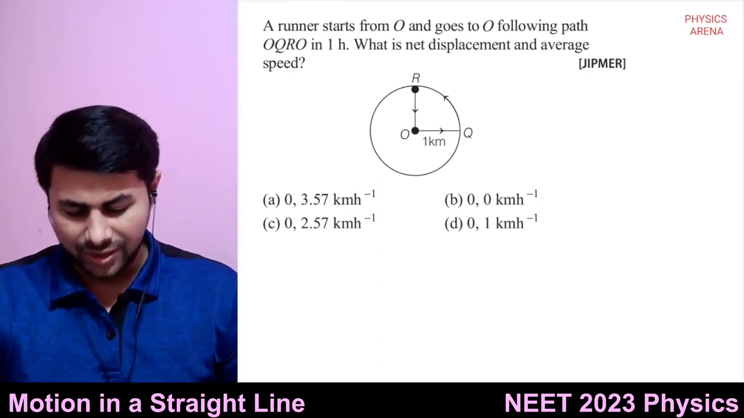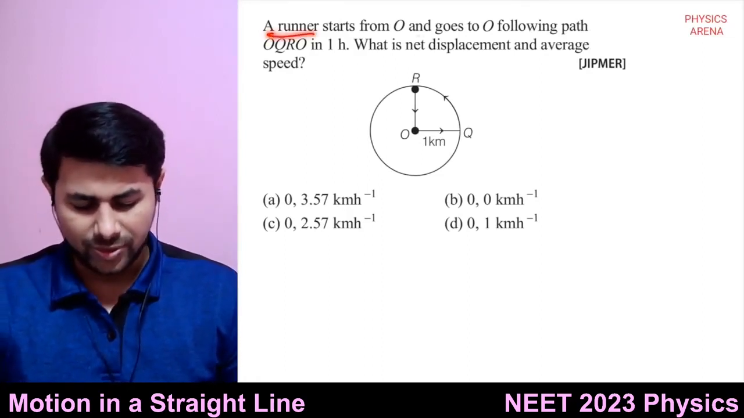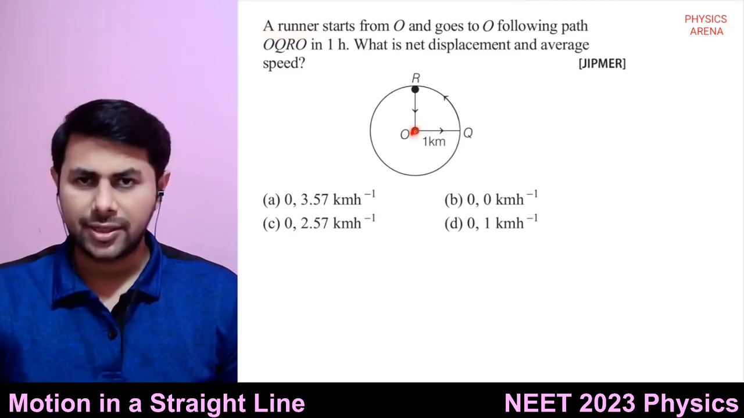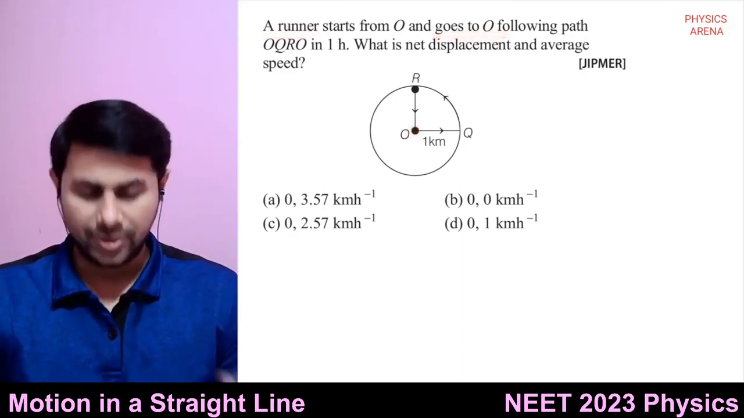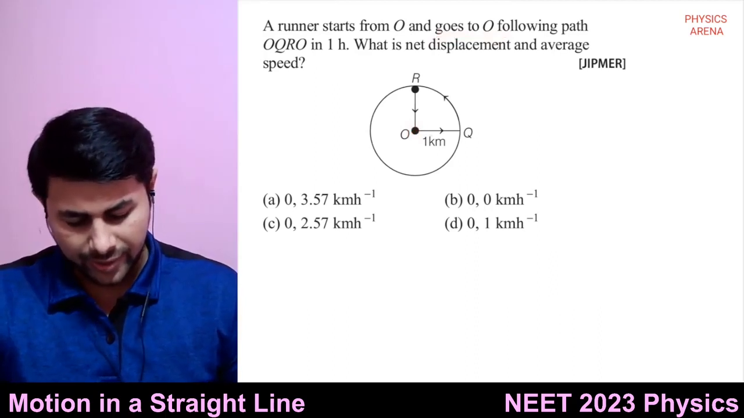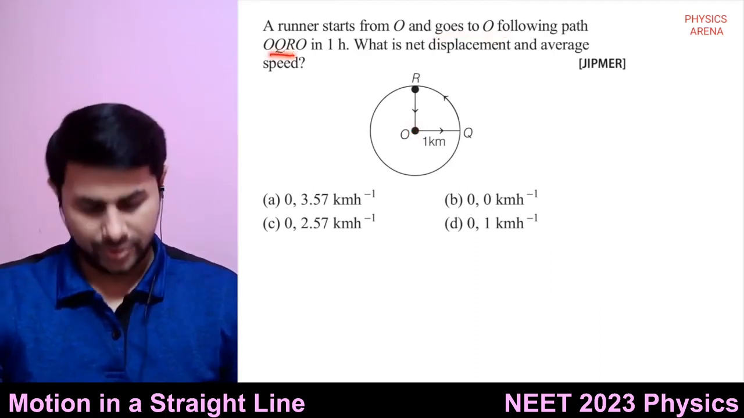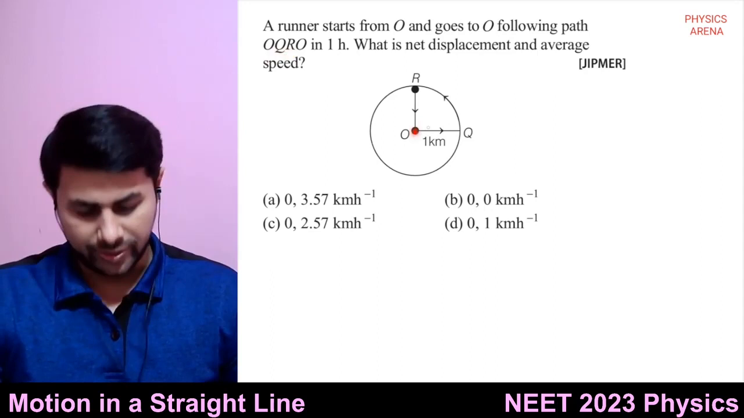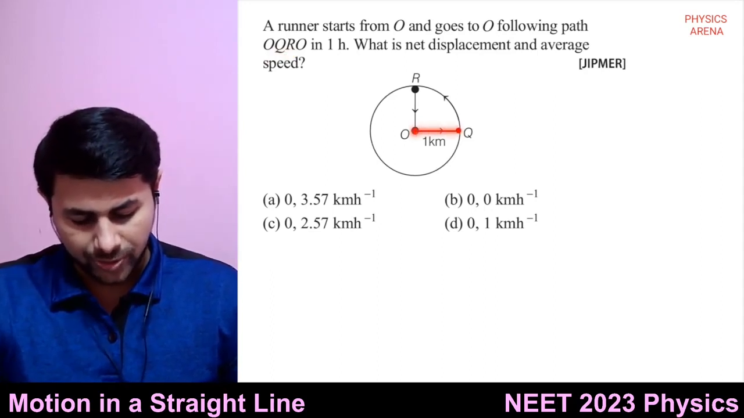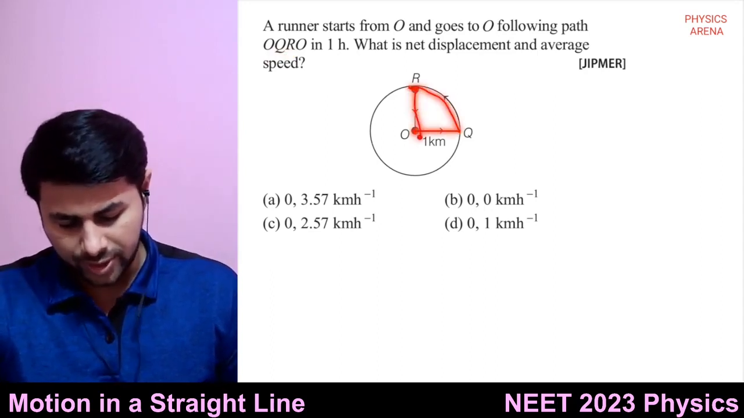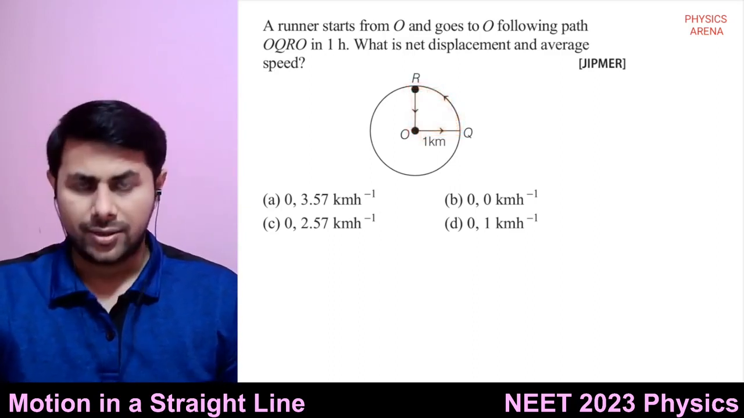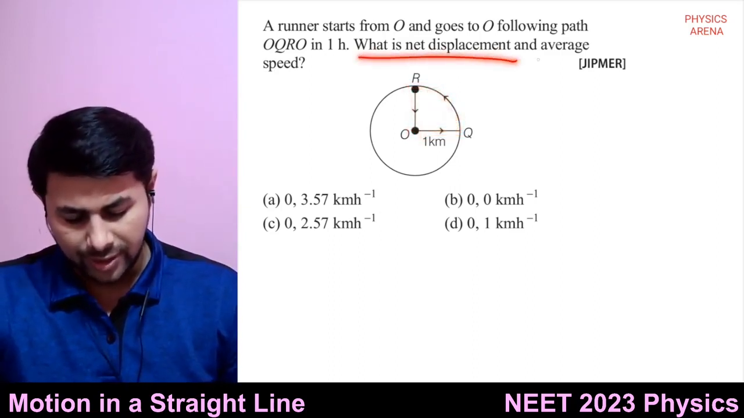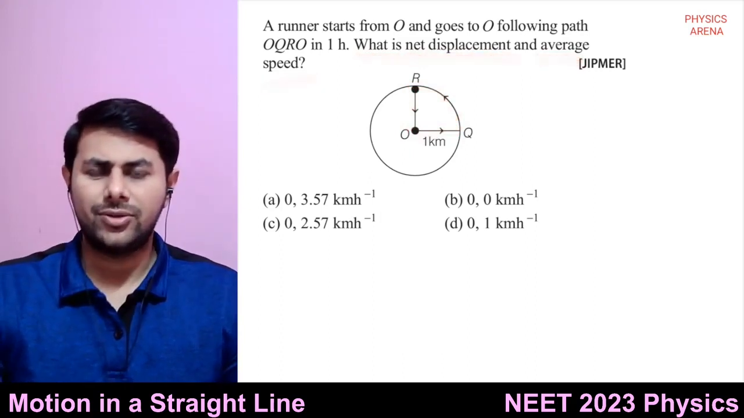So let's move on to the next question. Next question is similar. A runner starts from point O and goes back to O, following the path O, Q, R, O. So he or she moves from this point to this point to this point to this point, in 1 hour. What is the net displacement and average speed? This is the question. Tell me.